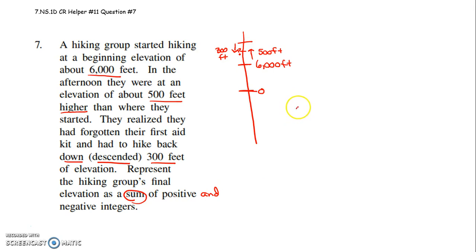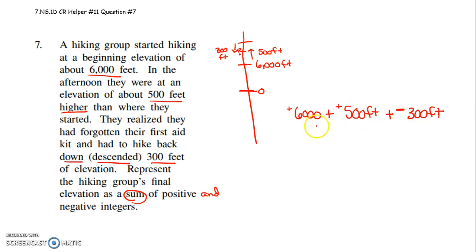So let's start at 6,000 feet. And that's a positive 6,000. They were up above 0. From there, they went up. They added on an additional 500 feet. From there, they were like, oh gosh, we got to go back down. So they're going to now add on a negative 300 feet. And so that would be an expression for their movements throughout the day.